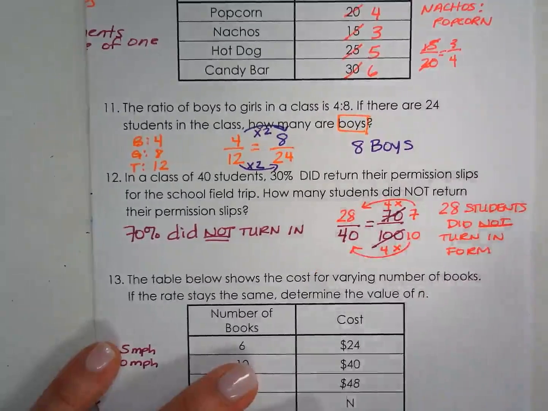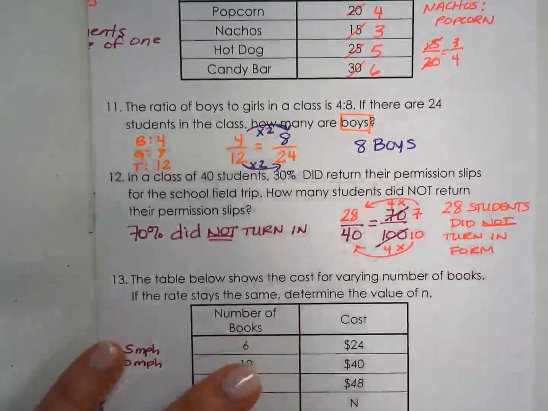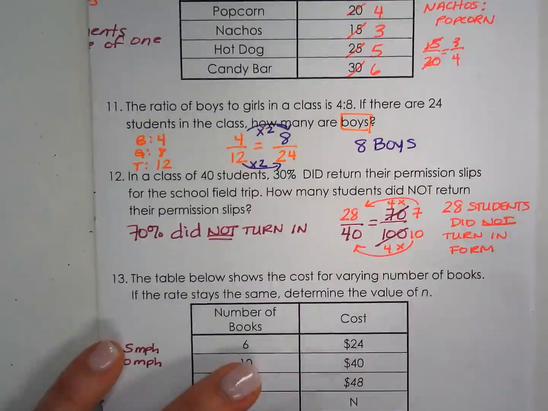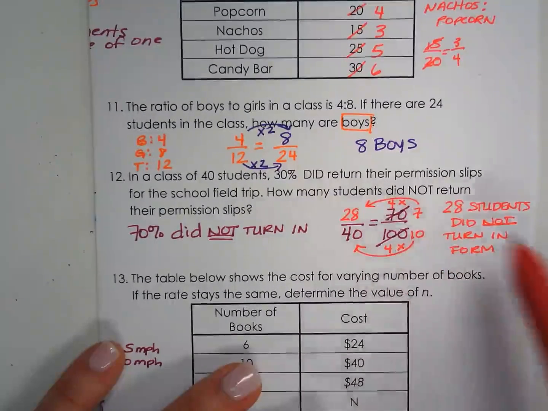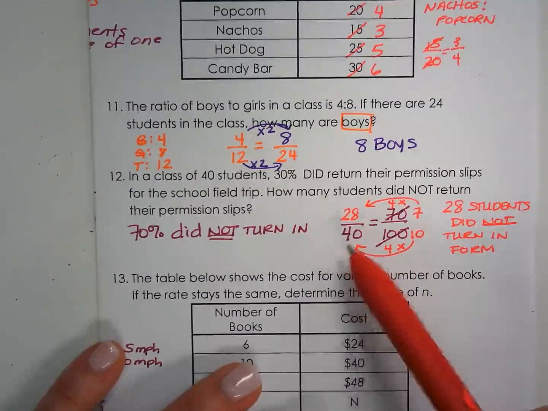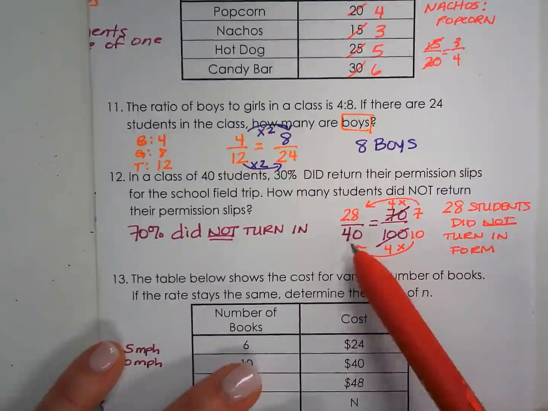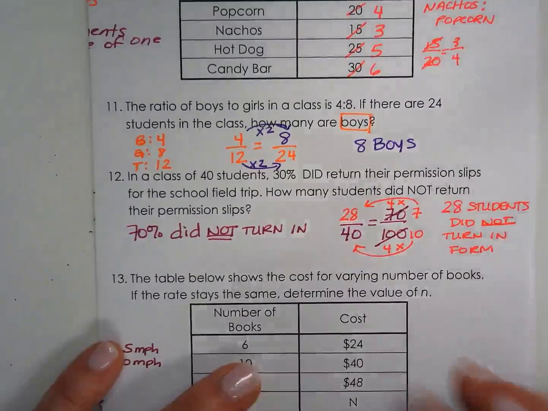Now, I want you guys to notice, if 70%, is it tipping towards 40 or is it tipping towards 0? 70% is over 50%, which means we're over half here. So the number that we get should represent more than half of what we started with. And half of what we started with would be 20. And 28 is definitely more than that. So our numbers make sense based upon the information that we have.